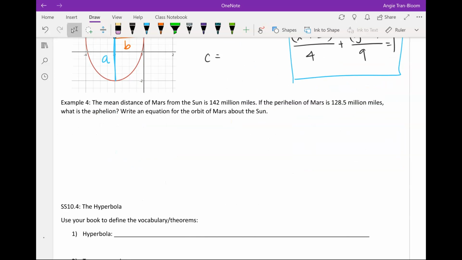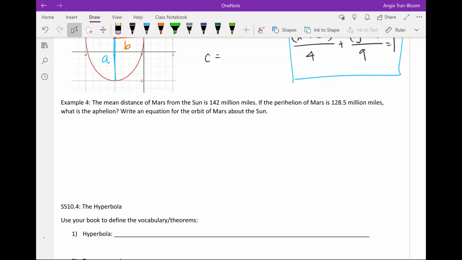So example 4, can you help me read? Emily, can you help me read example 4? The mean distance of Mars to the Sun is 142 million miles. The perihelion of Mars is 128.5 million miles. What is the perihelion? Write an equation for the orbit of Mars about the Sun.